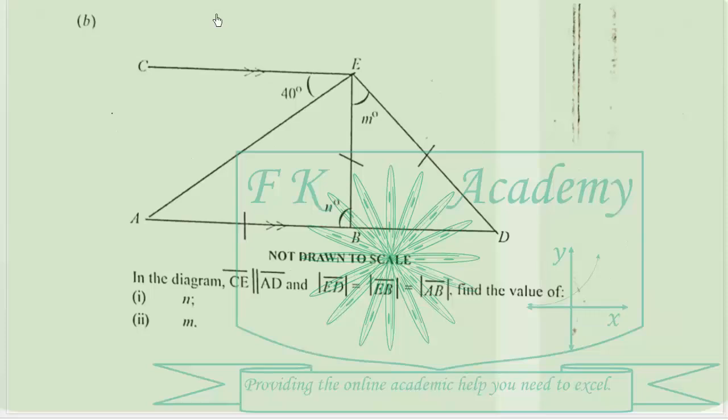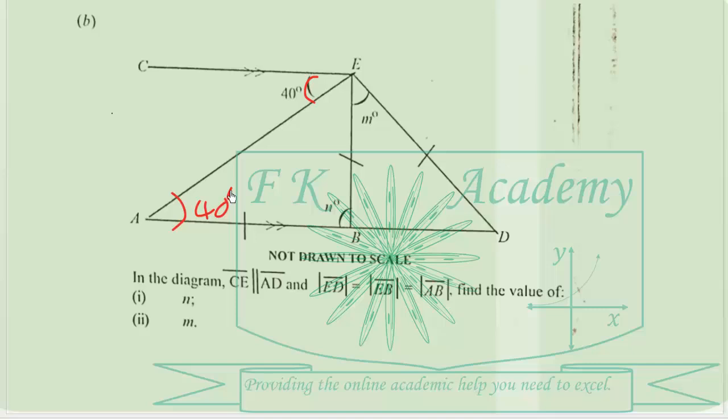In the diagram, line segment CE is parallel to line segment AD, and line segment ED is equal to line segment EB is equal to line segment AB. Find the value of N. So the value of N, we know these and these are alternate angles. So this will be 40 degrees.